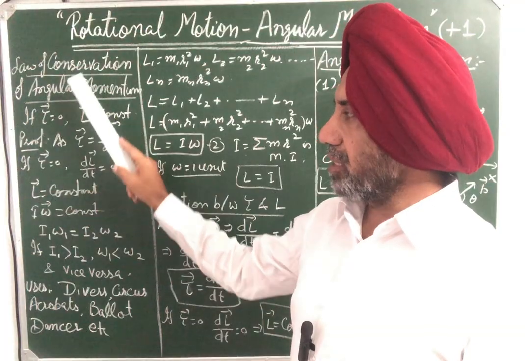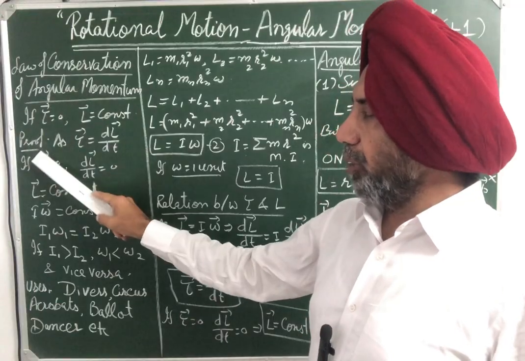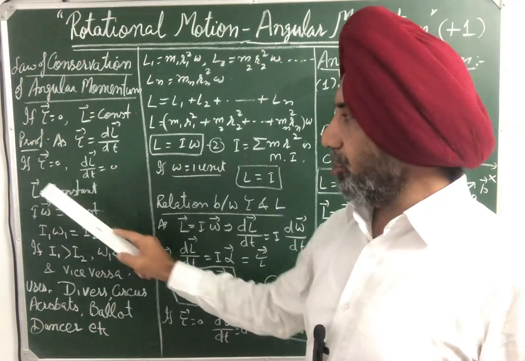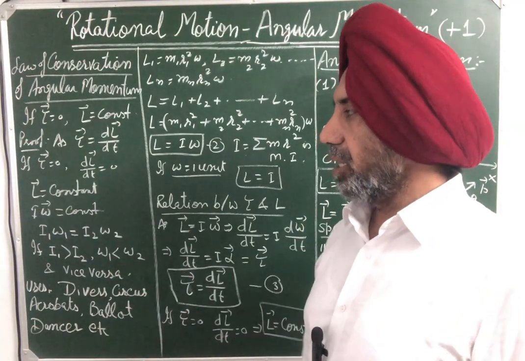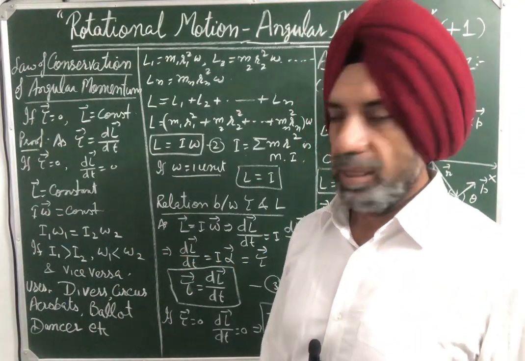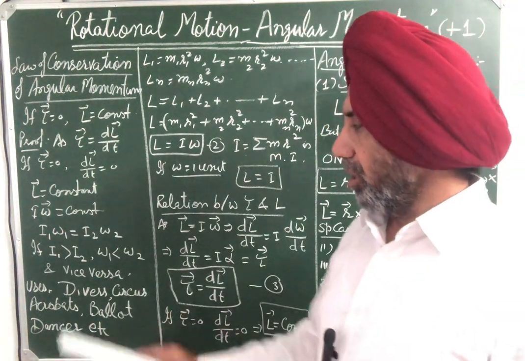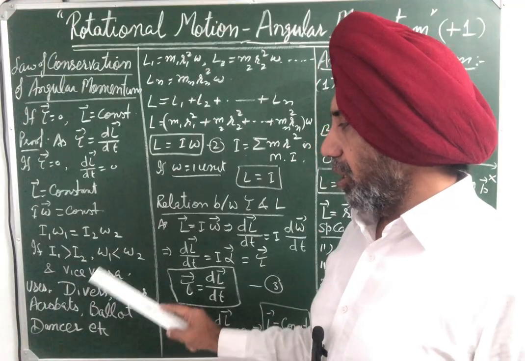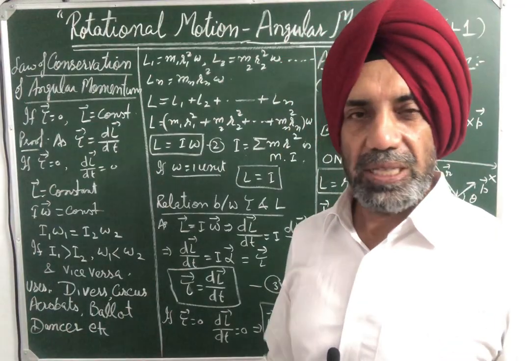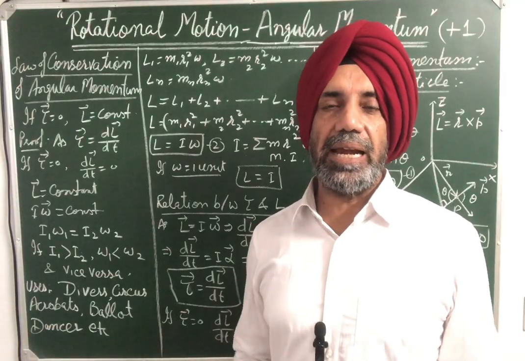You may be asked to state and prove the law of conservation of angular momentum. To prove it, as tau = dL/dt, if no external torque is acting, tau is 0, dL/dt is 0, therefore L is constant. L means I omega, so I omega is also constant. In other words, I1 omega1 = I2 omega2. Or if I1 is greater than I2, omega1 will be less than omega2, because the product remains the same, and vice versa. It means when moment of inertia increases, angular velocity decreases, and vice versa.